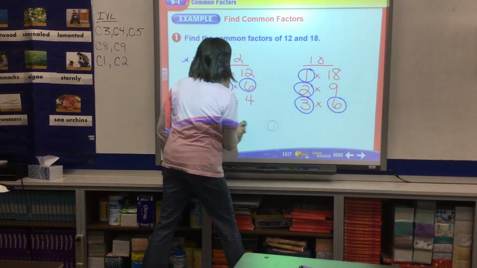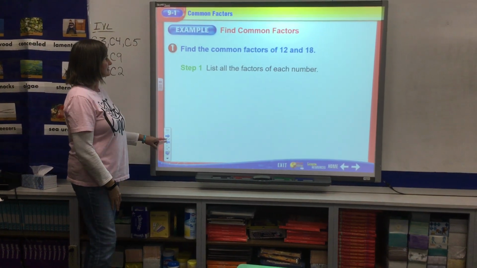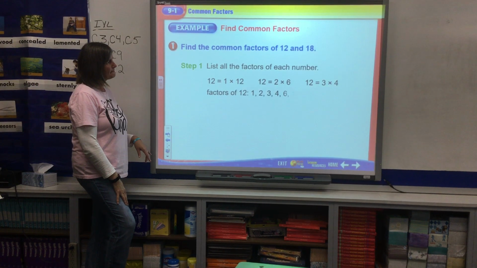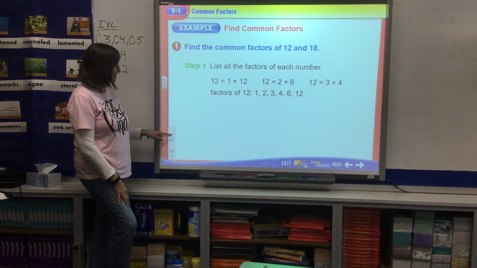Very quickly, we'll run through and see what the board says. It says list all the factors of each. These are the same as what we listed: 1, 2, 3, 4, 6, and 12.